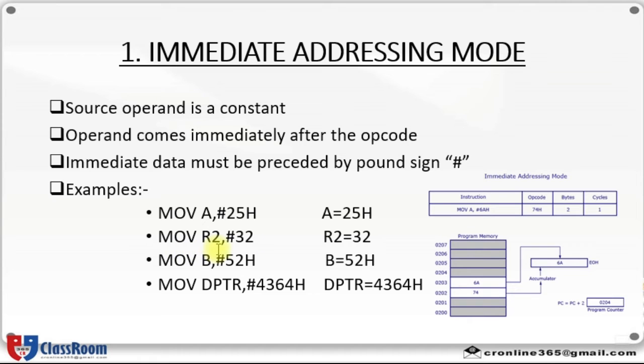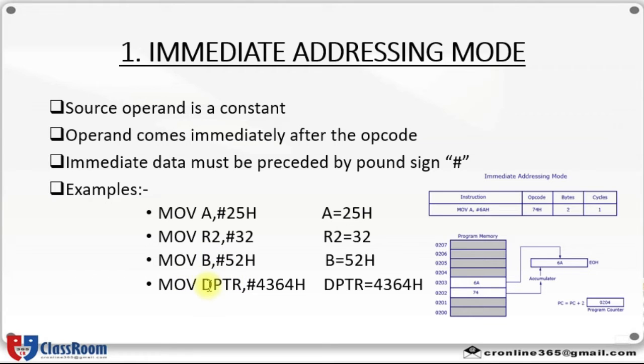For example, MOV R2, #32. This means that this 32 is a decimal value. This decimal value 32 is copied into register R2. So R2 will have the value 32. Then MOV B, #52H. That means B will have the value 52. A, R2 and B are all 8-bit registers. The accumulator, B register, and R0 to R7 are all 8-bit registers.